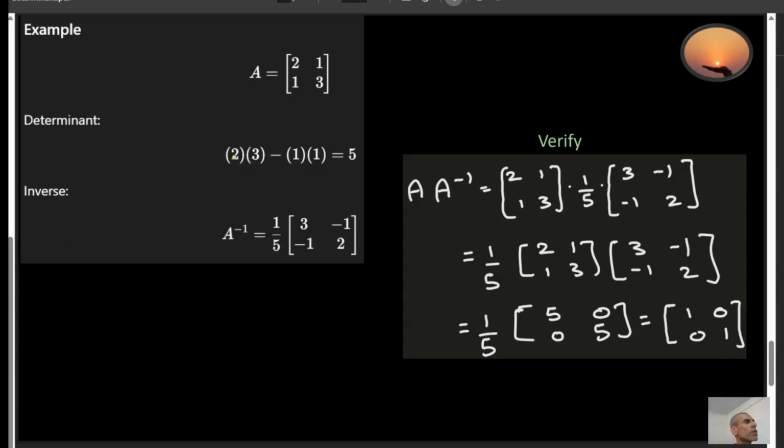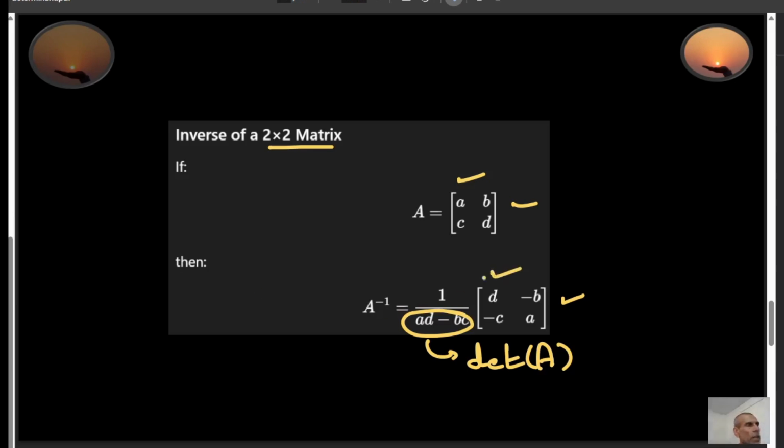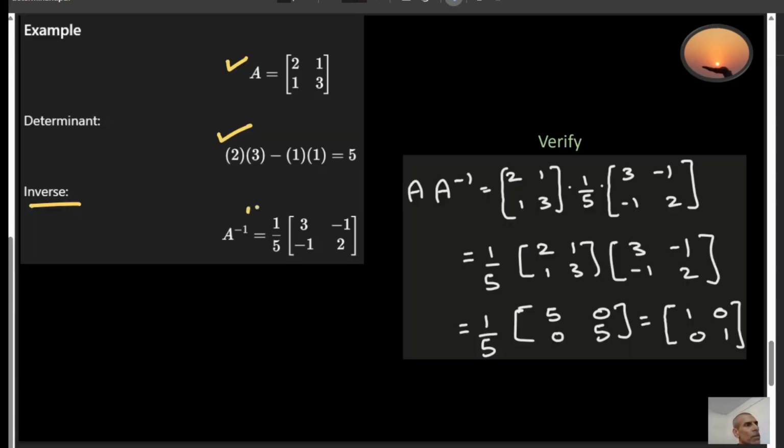Let's understand this through a simple example. Suppose this is your matrix A. The first thing you do is find your denominator, your determinant. This is my determinant, and then you find your inverse. Your A inverse is going to be 1/5 times the matrix 3, minus 1, minus 1, 2 right here. So I'm essentially using this formula. Okay, I got my A inverse.